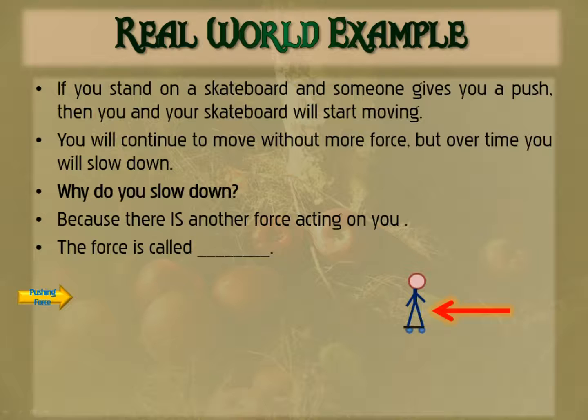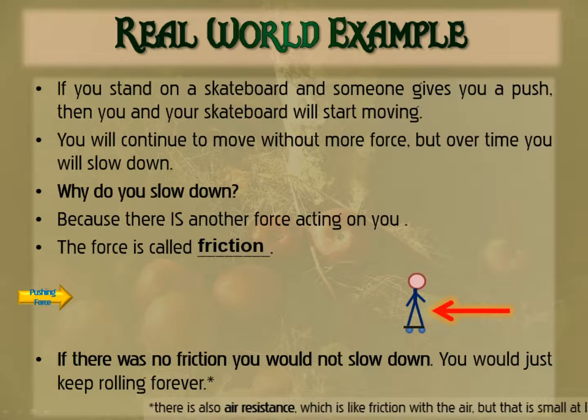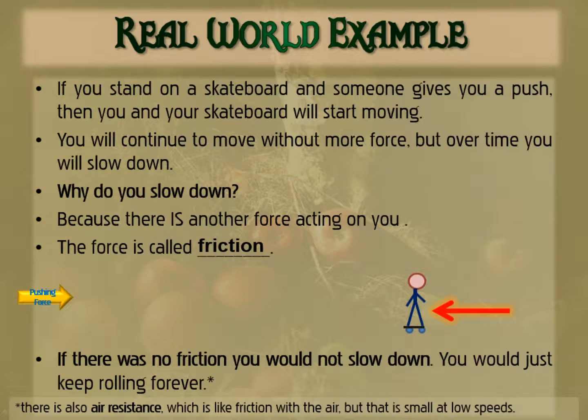But in actual fact, there is another force acting on you, and this force, you might have heard of it, it is called friction. So if there was no friction, with Newton's first law, you would not slow down, you would just keep rolling forever, although technically there is such a thing as air resistance, which is like friction with the air, so that is low at small speeds, but still there.